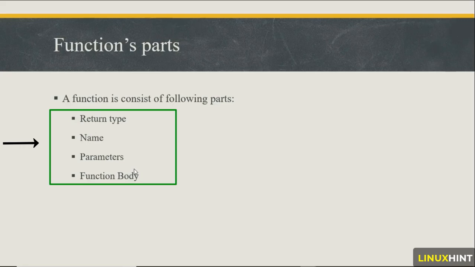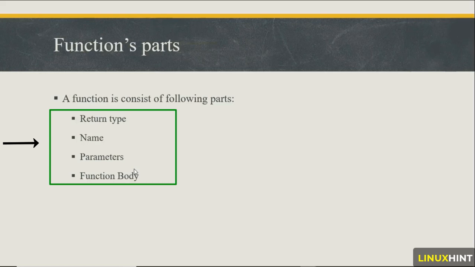So a function consists of the following parts. The first part is the return type. A function may return a value; the return type is the data type of the value the function returns. Some functions perform the desired operations without returning a value. In this case, the return type is the keyword void. And if a function returns an integer type of value, then the return type of the function is integer. And if it returns a string type, then the return type of the function is string. And if it does not return anything, then the return type is void.